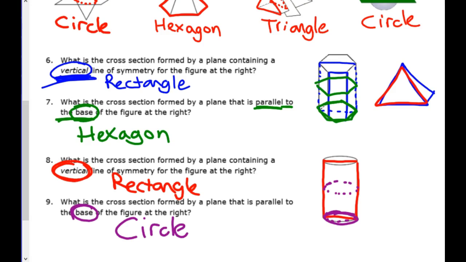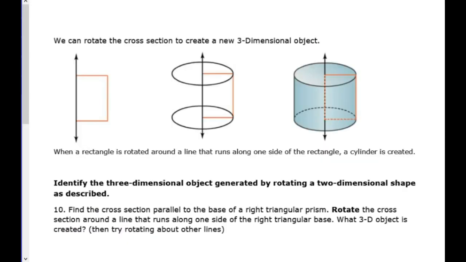Now, I'm going to really blow your mind, so stay with me. Flip it over. What happens if we take cross-sections and then we do this crazy thing where we rotate them, okay? So this is going to be a little bit bizarre, but notice what it says right there. We can rotate the cross-section to create a new three-dimensional object, okay? Now I'm going to do my best to show you what I mean by this. It's going to take me 2 seconds to make this. Okay, it says when a rectangle is rotated around a line that runs along one side of the rectangle, a cylinder is created. Oh no. And I guess, you know what, we're going to do that tomorrow, alright?